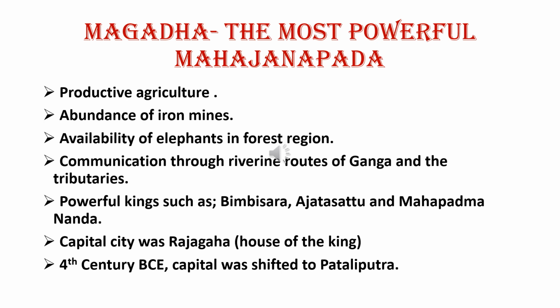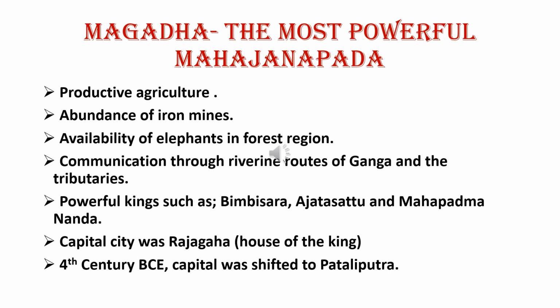Next is powerful kings such as Bimbisara, Ajatasattu and Mahapadmananda. So Magadha was ruled by various kings, and from those various kings, a few of them emerged to be very powerful and ambitious and ruthless too. These highly ambitious kings ultimately gave Magadha a chance to become the most powerful Mahajanapada. Why? Because Bimbisara, Ajatasattu and Mahapadmananda were actually helped by their ministers, and their policies were implemented properly.